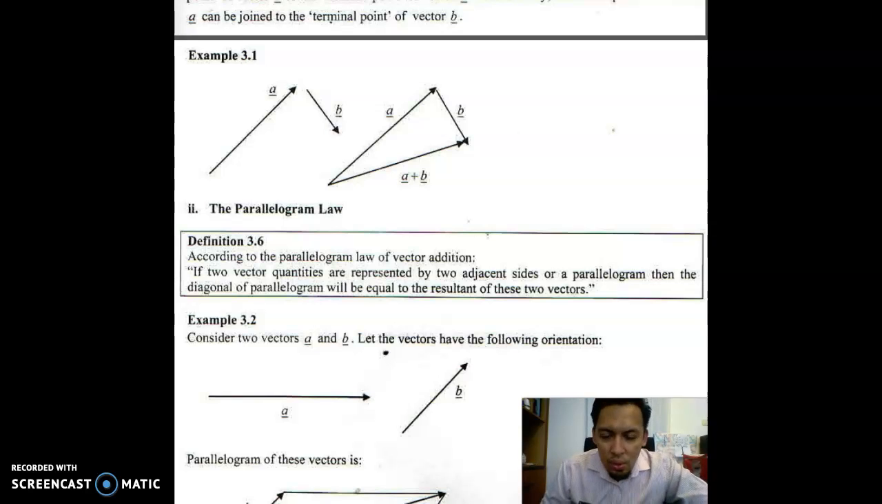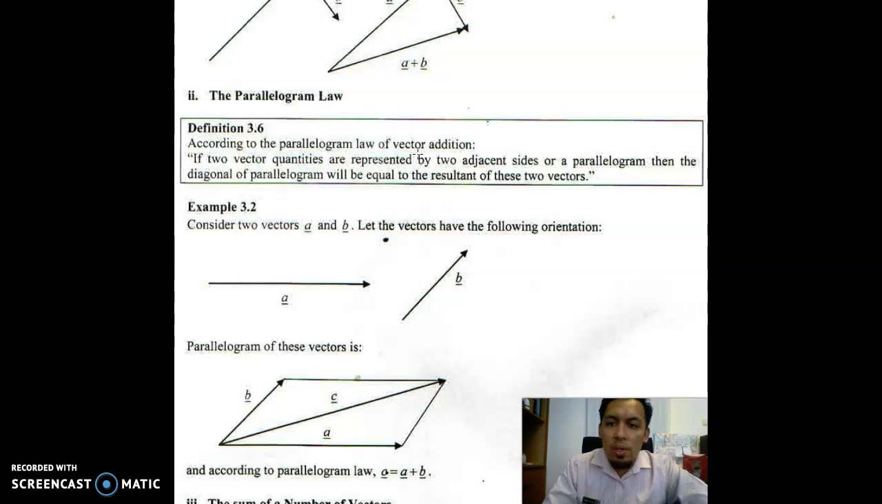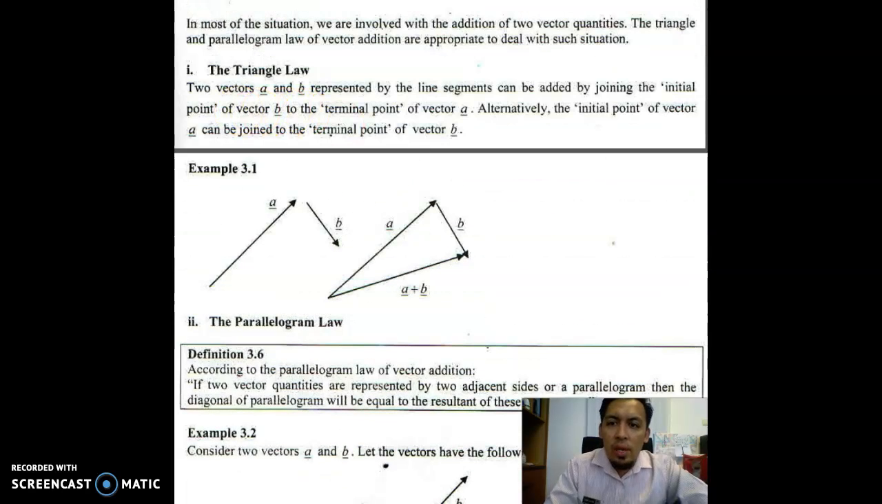Okay guys, let's continue on the summation of vector. In summing the vectors we have several methods that you can use. The first one is known as the triangle law. The triangle law is quite simple, just as what the name says. You will sum it in a form of triangle.